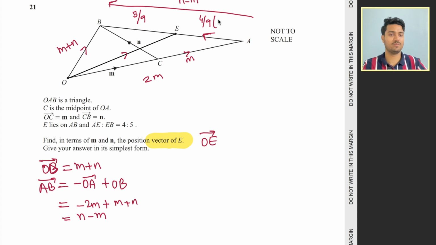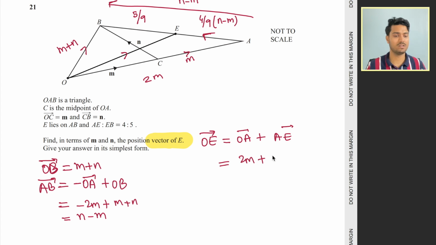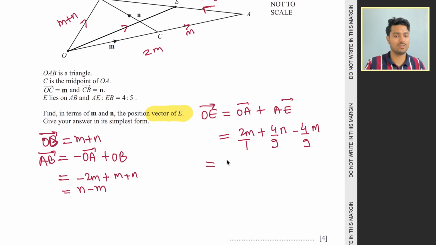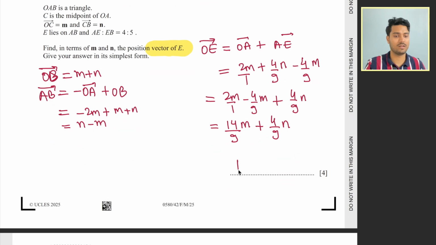So AE is going to be 4/9 of N minus M. We have to find OE. So OE is OA plus AE. Now we have both the values. OA is 2M plus AE is 4/9 of N minus 4/9 of M. Let's keep the like terms together. I can write down 2M upon 1 minus 4/9M plus 4/9N. So 2 times 9 is 18, 18 minus 4 is 14 upon 9M plus 4/9N, and that's the final answer. So we can write 14/9M plus 4/9N.